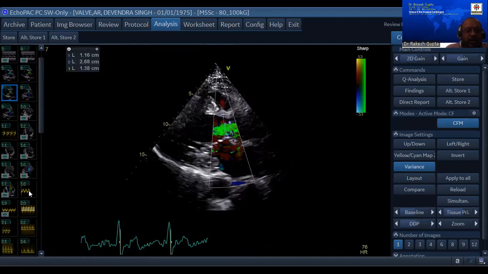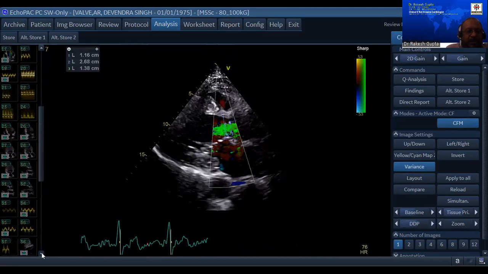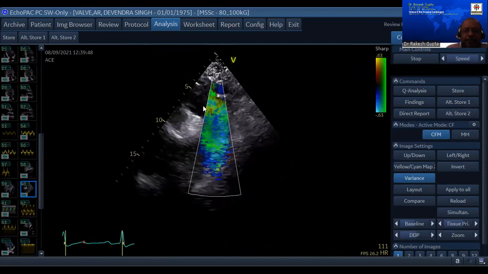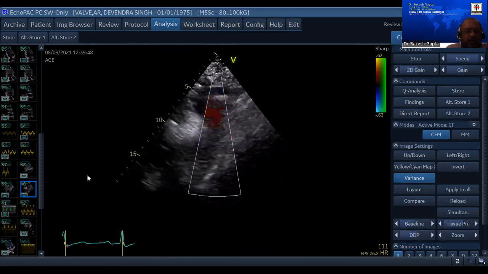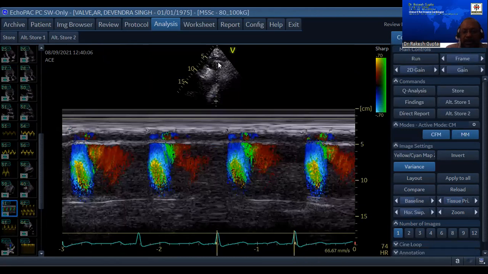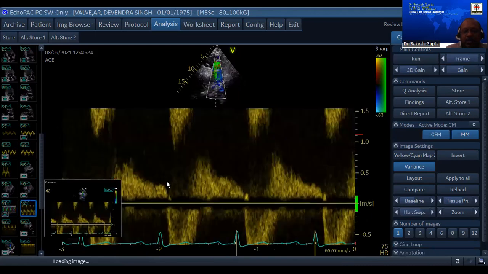And then we look for a holodiastolic reversal of flow in the descending aorta, which we did see. So this is holodiastolic reversal of flow in the descending aorta. We look at holodiastolic reversal by putting a color M mode over here and looking at whether it's holodiastolic or not. And then we measure the Doppler spectrum pattern.